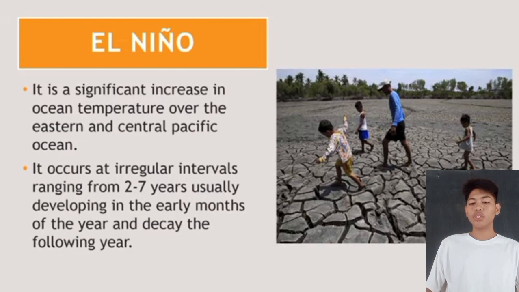Usually, it occurs at regular intervals ranging from 2 to 7 years and usually developing in the early months of the year. And then, it will decay on the following year. And then, kapag namatay na itong El Nino, yung susunod naman na tinatawag nating La Nina or yung series ng tag-ulan, ayan. Usually, ganito yung nangyayari sa Pilipinas kapag nagkaka-experience tayo ng El Nino. At the same time, tinatawag din nating red tide.